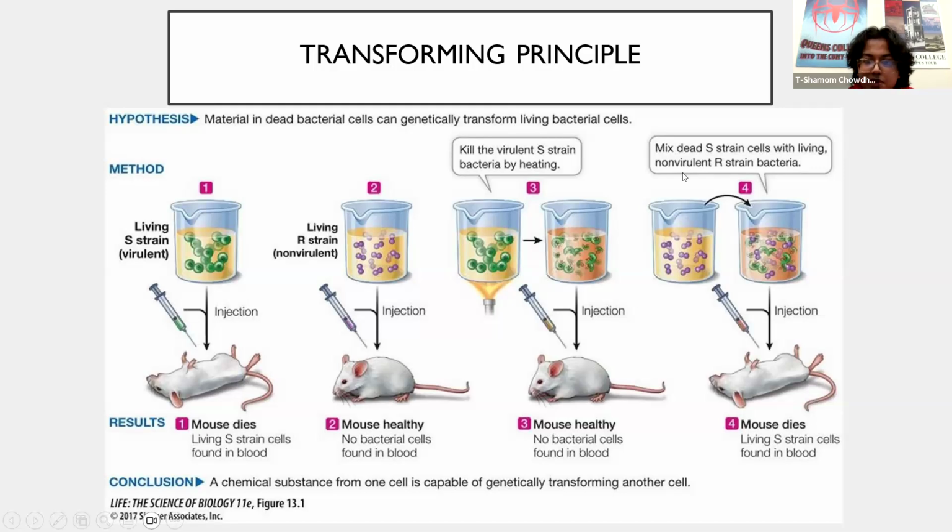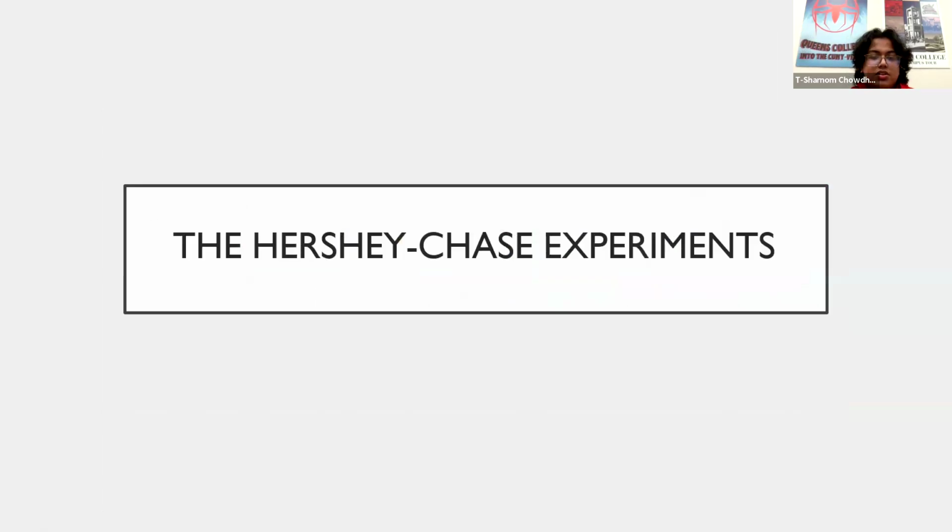But once you mix the dead S strain cells with non-virulent R strain cells, as you see here, the R strain cells do nothing to the mouse, and the S strain bacteria is dead. But once you mix the dead S cells with the non-virulent R strain cells, the mouse is still able to die, and they're able to find living S strain cells in the blood. So it shows that a cell is capable of genetically transforming another cell. Dead bacterial cells can transform living bacterial cells.